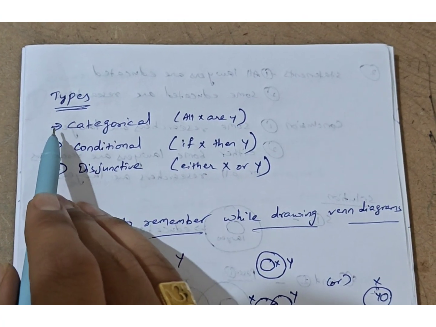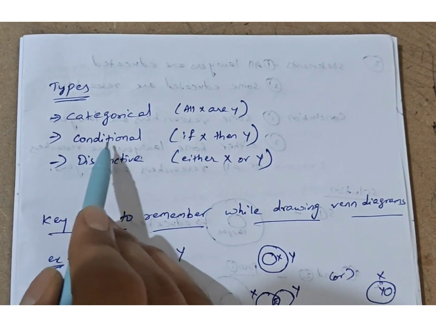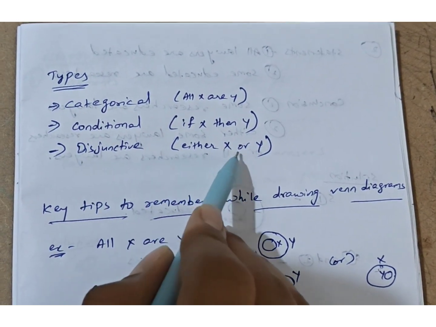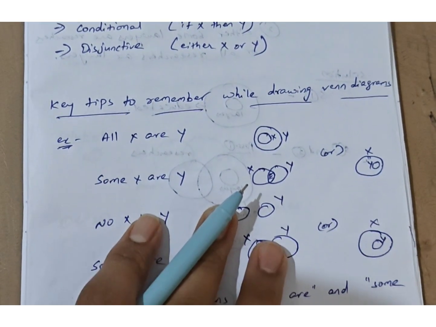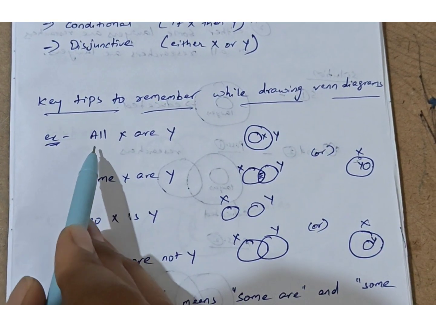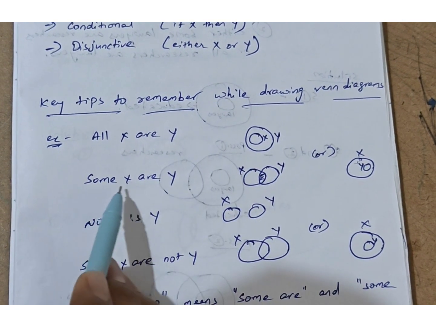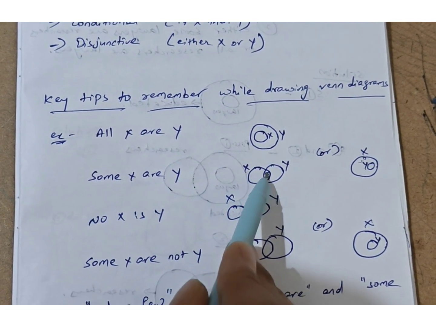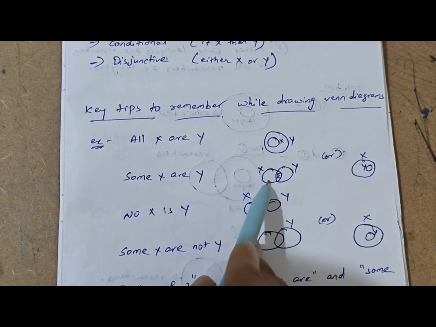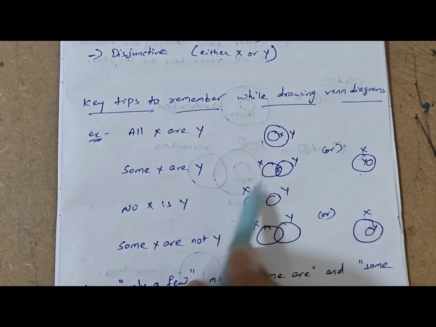Some common types of problems are categorical, like all x are y; conditional, if x then y; and disjunctive, either x or y. Remember some key tips while drawing Venn diagrams. For example, if all x are y, draw all of x inside y. If some x are y, there are two possibilities: some of x overlaps with y and some does not, or the whole of y is completely inside x.